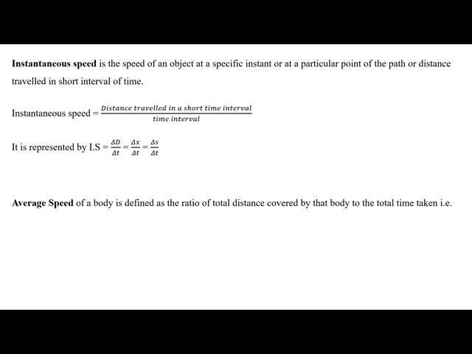Now see what's the average speed. Average speed of a body is defined as the ratio of the total distance covered by the body to the total time taken. So you see, we say sometimes, for example, I took an average speed of 60 kilometers per hour. Okay. How do we say that?